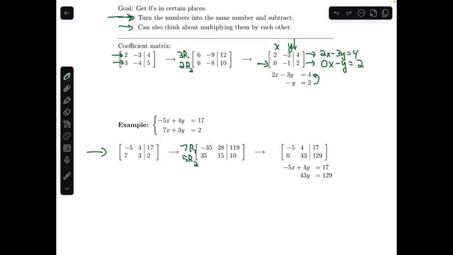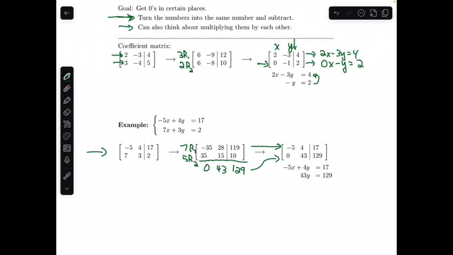In order to get a 0, we're not going to subtract, we're going to add these two rows together now. So add the negative 35 and the positive 35, you get 0. Add the 28 and the 15, you get 43. Add the 119 and the 10, you get 129. So this is our new second row, and the top row can go back to what it was before. So we can reduce that back down to the original top row of negative 5, 4, 17. And the second row now has the 0 where we want it: 0, 43, 129.